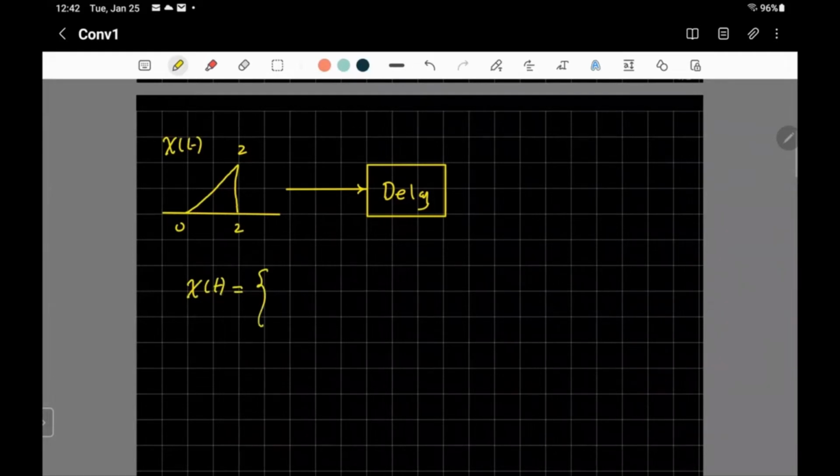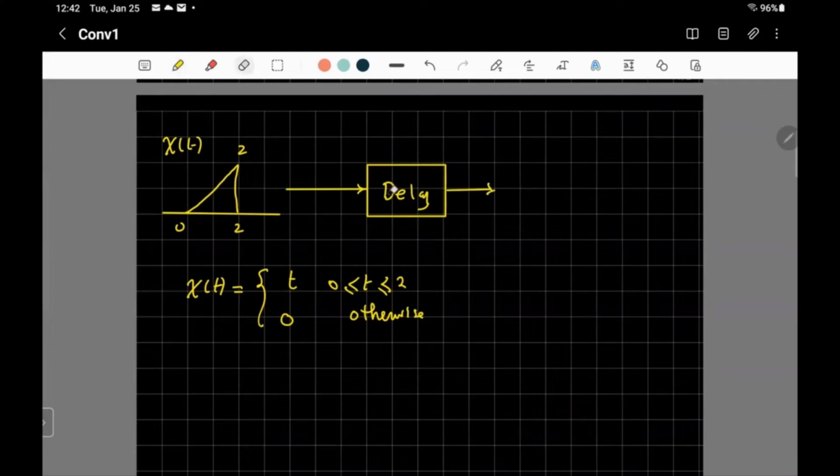That's like a straight line with the slope equal 1, t. And it's from t greater than or equal 0, less than 2, and 0 otherwise. You agree with me about the description of this function? So what do you think the output looks like for this system?